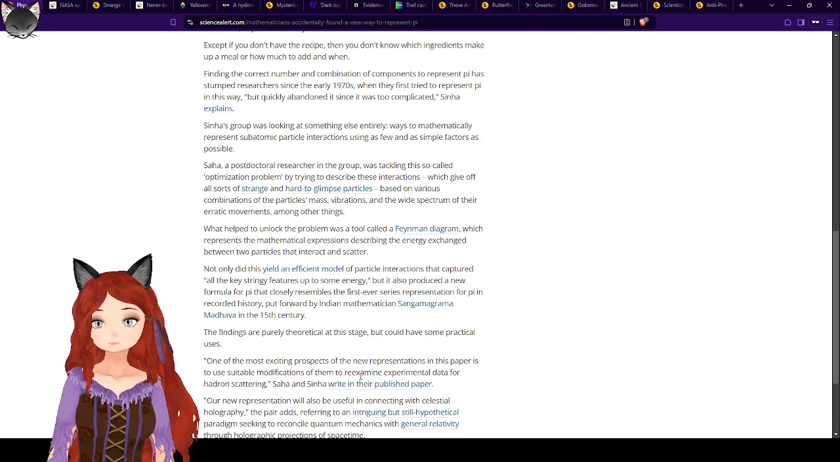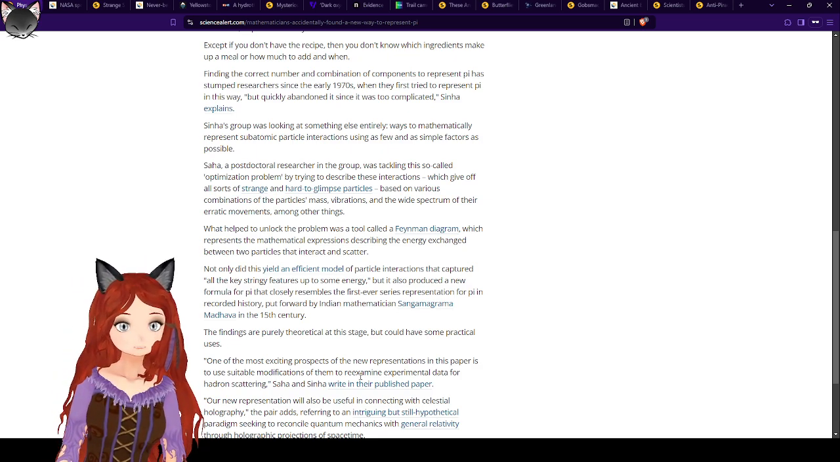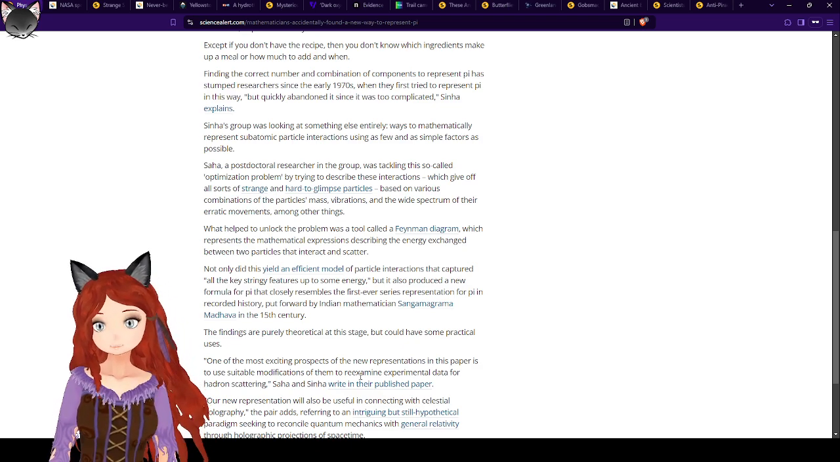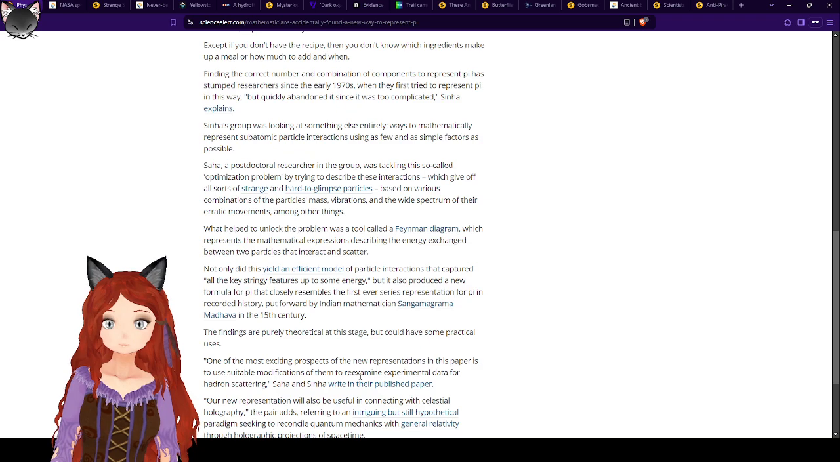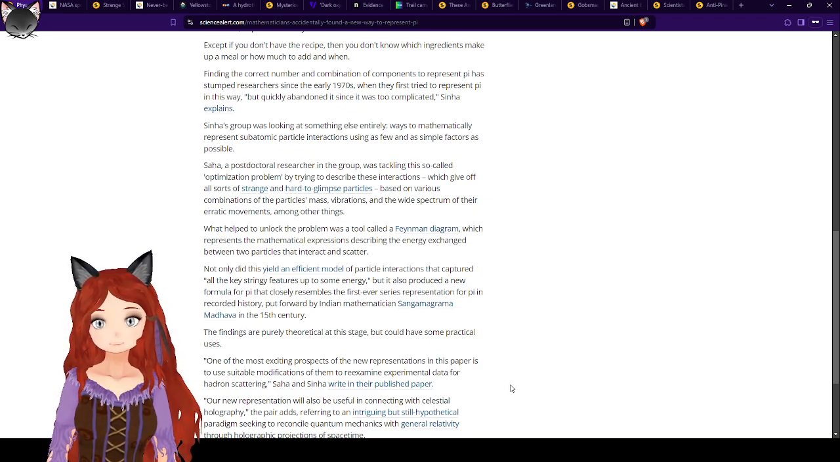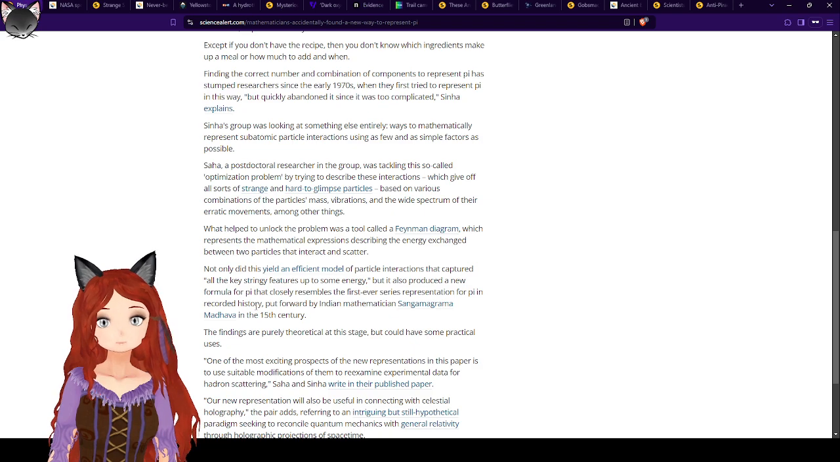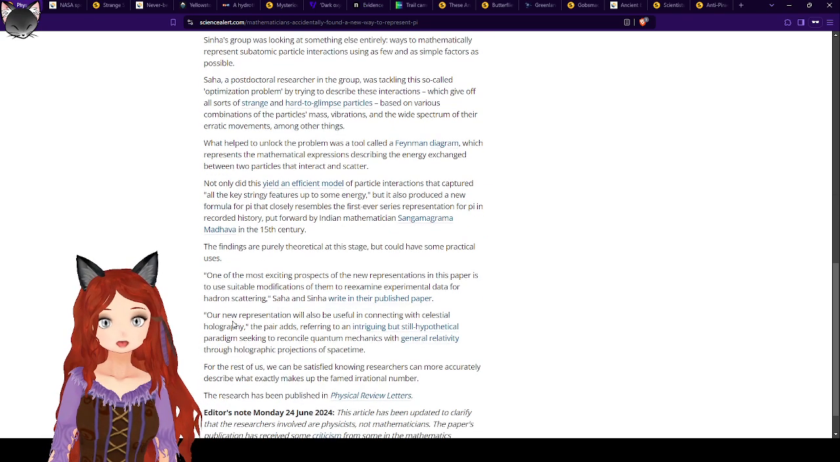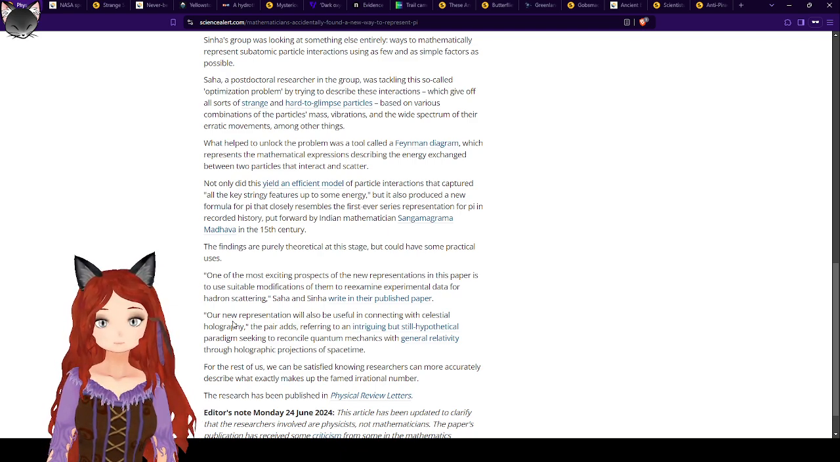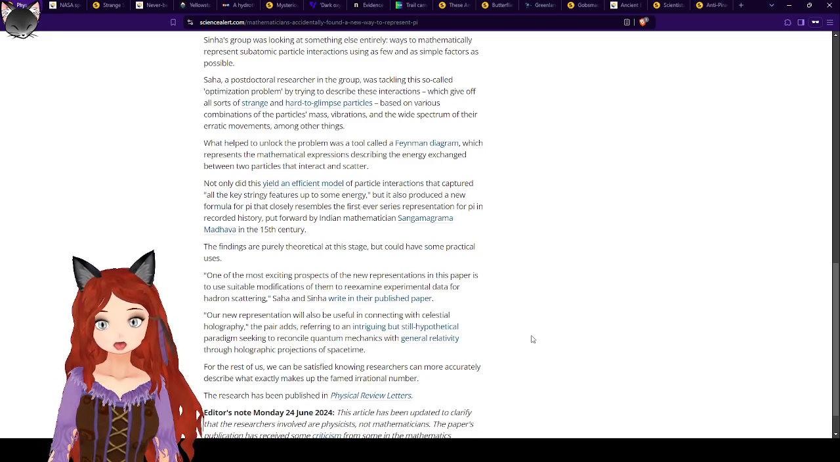These findings are purely theoretical at this stage, but they do have some practical uses. Okay, I'm hydrating. One of the most exciting prospects of the new representation in this paper is to use suitable modifications of them to re-examine experimental data for hadron scattering. Our new representation will also be useful in connecting with celestial holography, the pair adds, referring to an intriguing but still hypothetical paradigm seeking to reconcile quantum mechanics with general relativity through holographic projections of space-time.